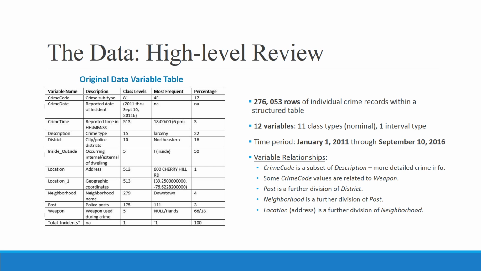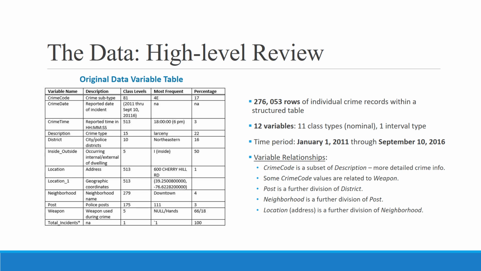Here we have a high-level review of the data used in this analysis. The data set contains 276,053 rows of individual crime record observations within a structured table. There are 12 variables, and the data covers a time period starting January 1st, 2011 through September the 10th, 2016.